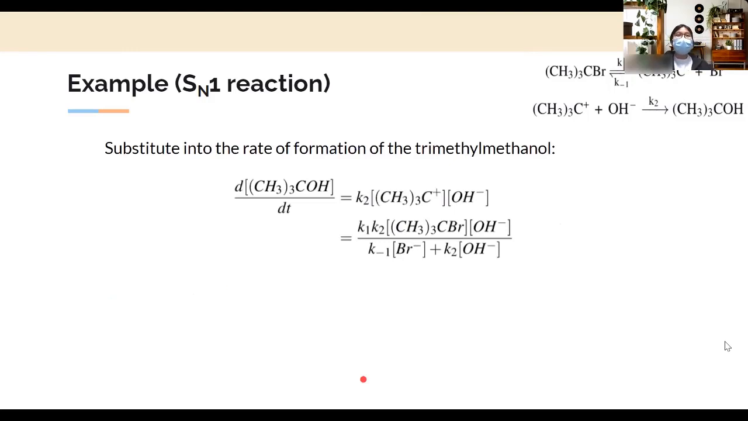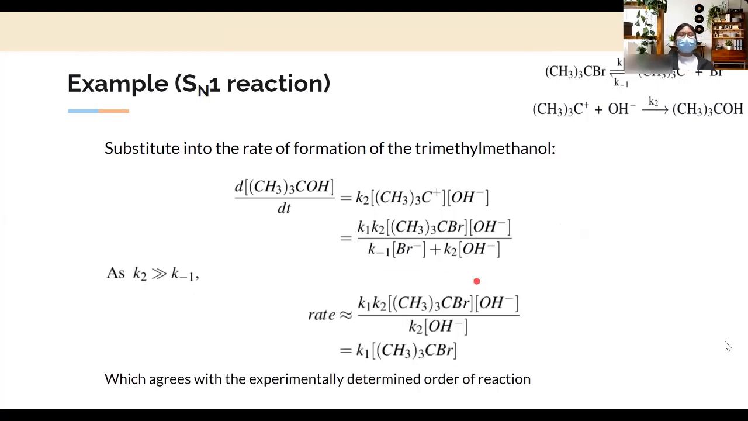All right, so now we can substitute the equation that we obtained in the previous slide into the rate of formation of trimethylmethanol. Right, so over here, when you do that, you will get this expression. Okay, so now since K2 is much larger than K minus 1, we can assume that K minus 1 will be negligible relative to K2. So you can simply ignore this term, and then you will get this approximation that you see here. And cancelling out the terms of K2 and concentration of OH minus, you will get this equation, which is actually consistent with our experimentally derived order of reaction.